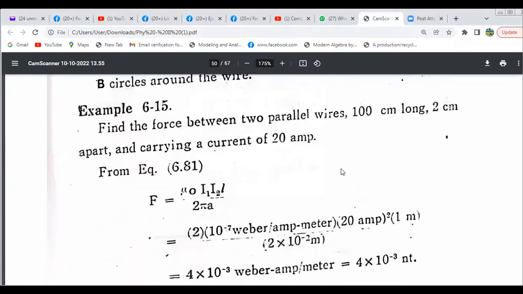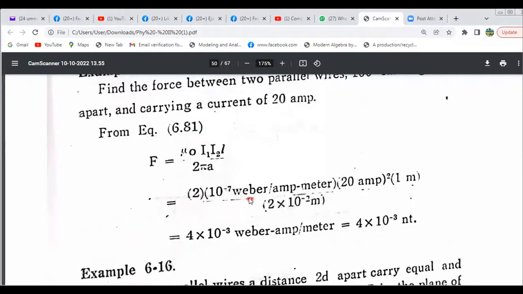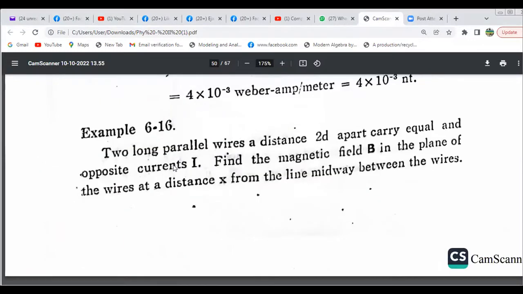Similarly, find the force between two parallel wires 100 centimeter long, 2 centimeter apart, and carrying current of 20 ampere. Similarly, applying the Biot-Savart law for two parallel wires, we get the force F equals mu naught I1 I2 L divided by 2 pi a. This is the force between two parallel wires. Just putting the values, we get the result.